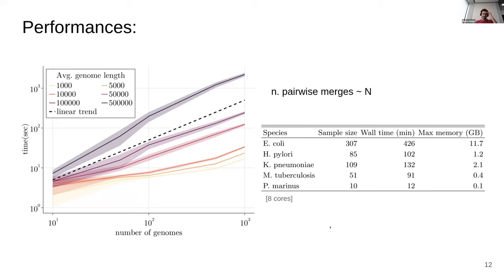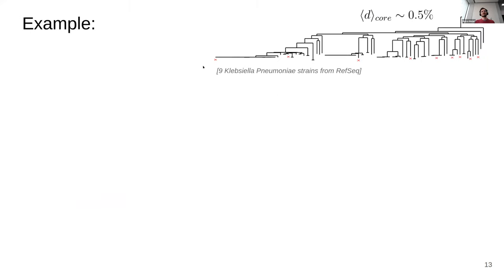And I can show you some examples of pan-genome graphs. So here, for example, I took a set of 105 Klebsiella pneumoniae chromosomes, and I picked 9 of them. So this is a tree of these strains. The average pairwise divergence on the core genome is around 0.5%, so around 5 SNPs per kilobase pair. And I picked 9 of these strains on the tree. So here are signal width crosses.